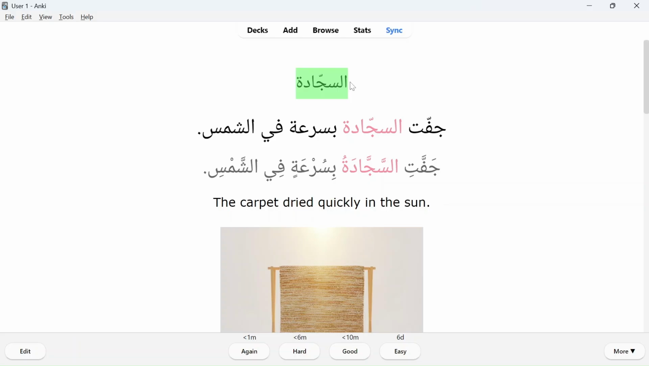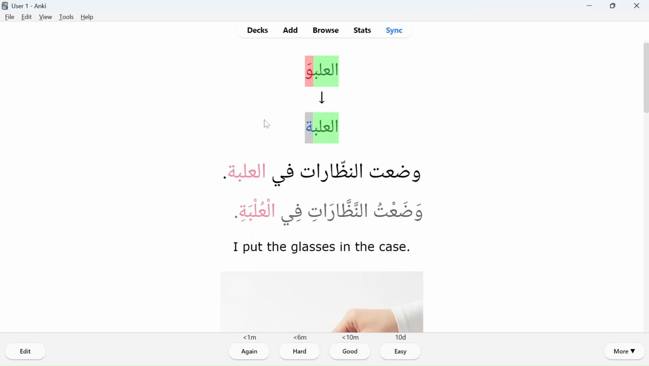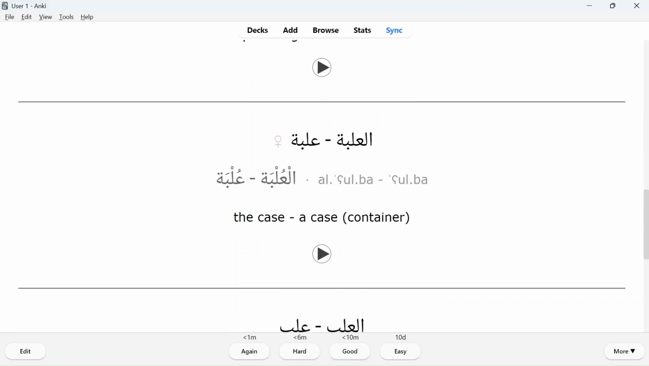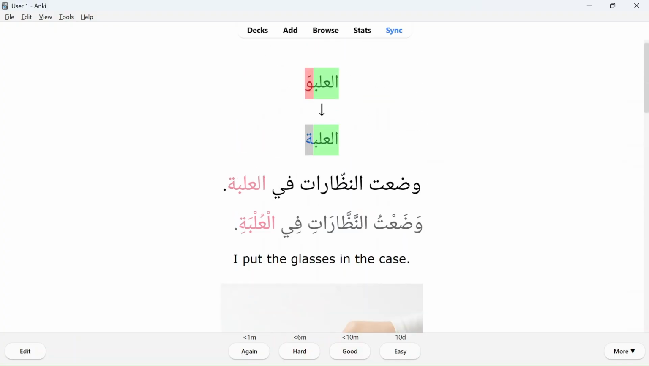Now this time I entered the correct answer, but what happens if I enter an incorrect answer? This is a sentence that we've also seen before. I put the glasses in the case. So the case, what if I don't know how to write it and I make a mistake? So I'm going to enter the wrong word. Let's see what happens. وضعت النظارات في العلبة. Great. As you can tell, I had the first part of the answer correct, but then the last part, oof, that is where I made a mistake.